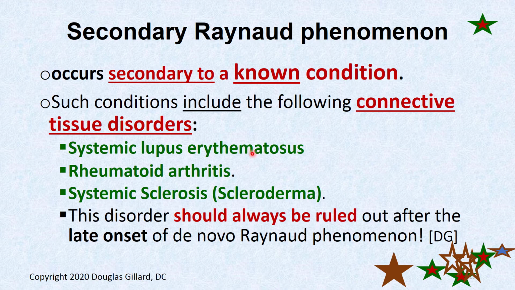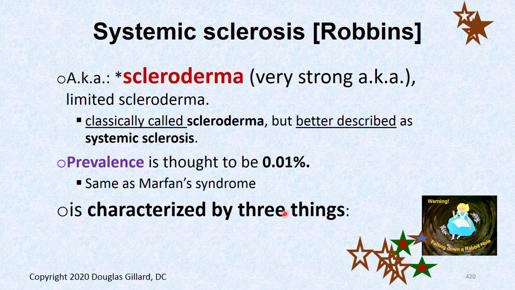Systemic lupus can kill you. Rheumatoid arthritis can't kill you directly, but it could kill you if you're in a car accident and it's loosened up your transverse ligament of the atlas and you couldn't tolerate a whiplash. You'd be paralyzed. Then systemic sclerosis. So, some bad diseases here. Someone who starts up in their 40s and gets Raynaud's in one hand, you have to work them up for these diseases to make sure that's not the real diagnosis.